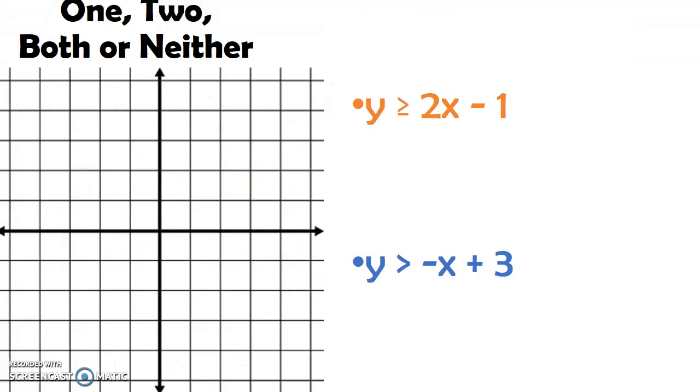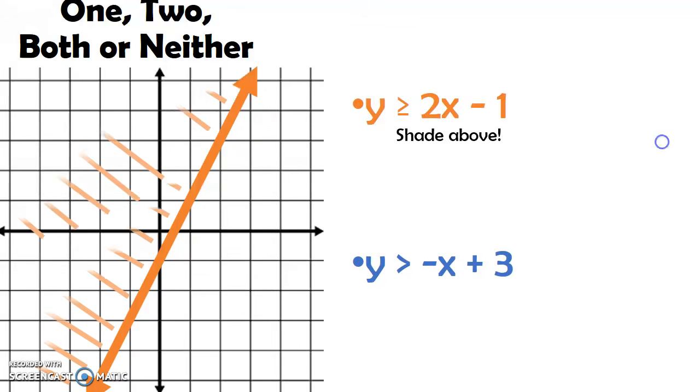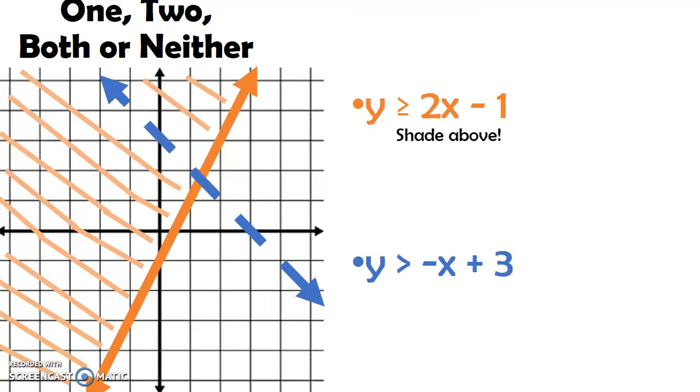Alright, so I'm going to go ahead and do the same thing and graph these lines. Here's my line for y is greater than or equal to 2x minus 1. And since y is greater, I know I'm going to shade above the line. And here's my graph for y is greater than -x plus 3. Since y is greater, I'm going to shade above my line again.